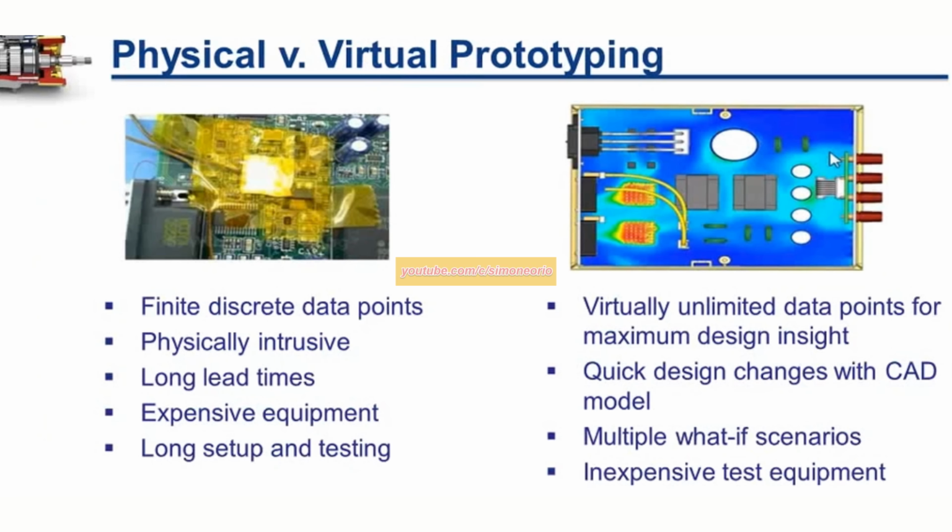Virtual prototyping also has other benefits. When we create a simulation, we can extract data from anywhere in the model. When you do physical testing, we can only extract data where we put sensors or measurement tools. Just taking the data can actually affect our results. It's physically intrusive. In addition, there are long lead times, expensive equipment, and long setup and testing timeframes.